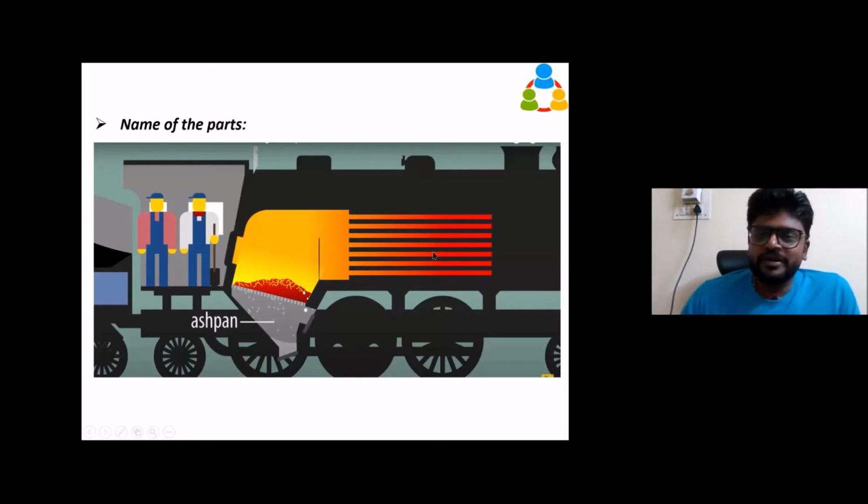Before getting into the detail of that, we will see what this ash pan is. Below this coal, this plate is there. This plate has some drilled holes in it. This is called grates. So holes will be there. What's the purpose of these grates? This is called fire grates. What's the purpose of that?